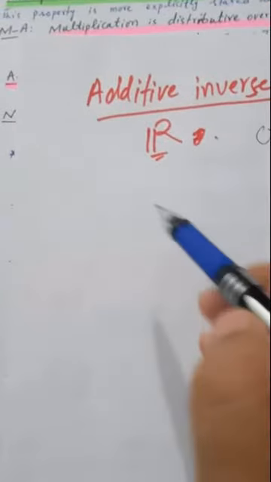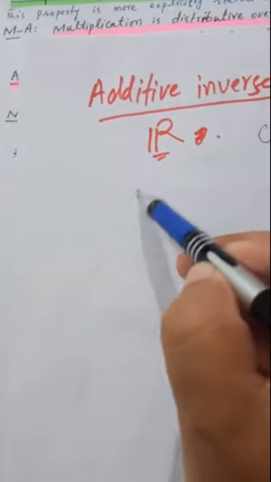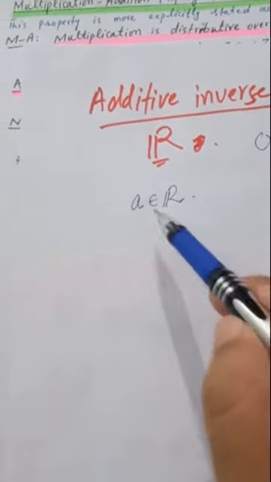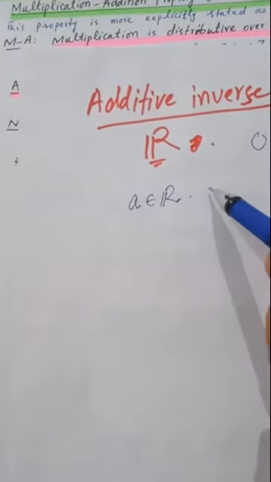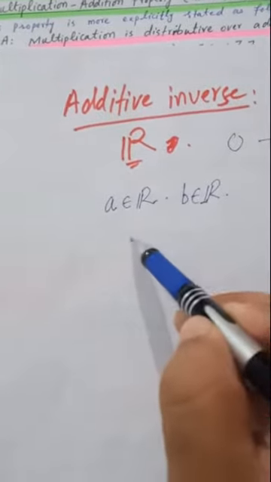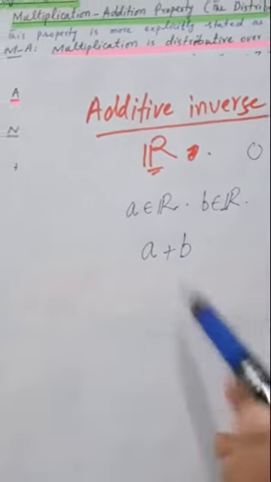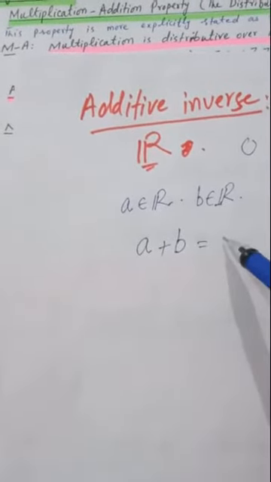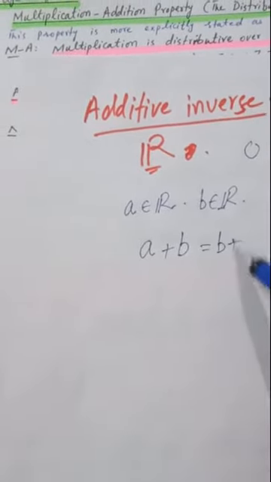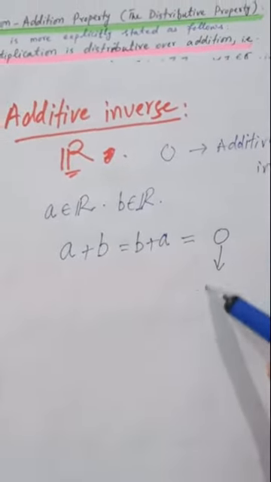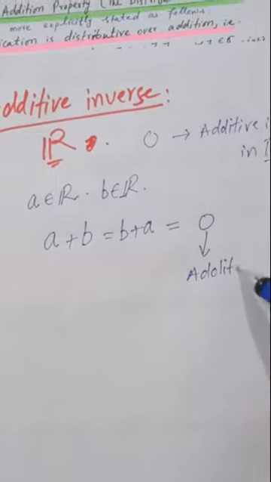This is notation for the set of real numbers. Now let's say A is any real number, and B is also a real number. If A is added with B from the left, or B is added to the left of A, and you get 0, meaning you get the additive identity.